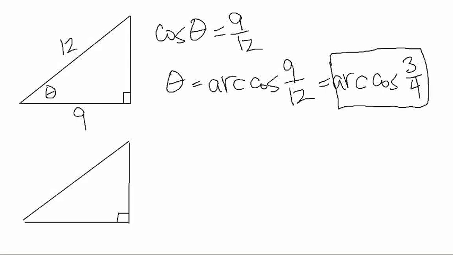And let's suppose this time you wanted to find the angle measure of the leftmost angle, and we'll call it alpha. And let's say this time you knew that the vertical leg length was 3 and the horizontal leg length was, let's say, 5. Okay? Pause the video and try to give me an expression equal to alpha.